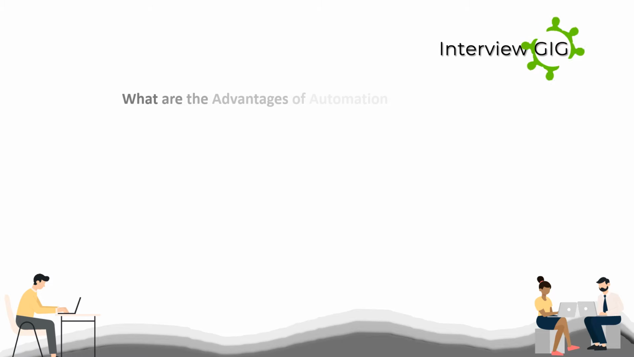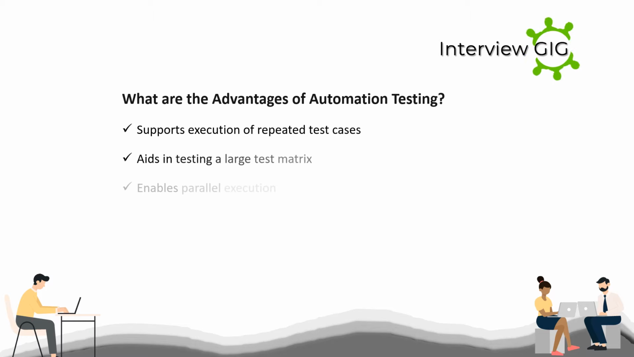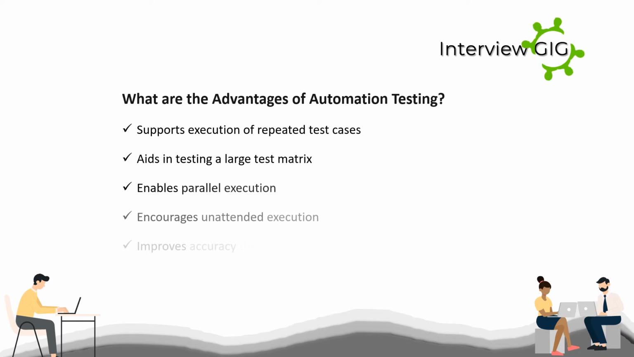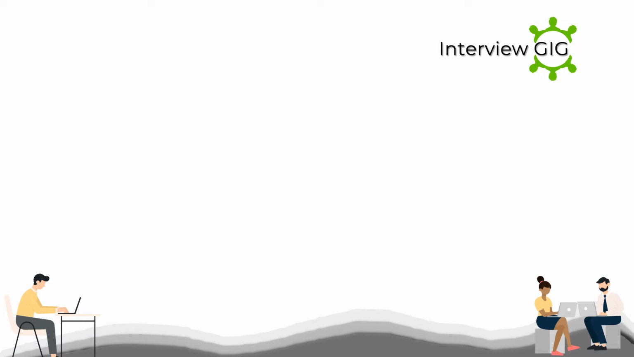What are the advantages of automation testing? Supports execution of repeated test cases. Aids in testing a large test matrix. Enables parallel execution. Encourages unattended execution. Improves accuracy, thereby reducing human-generated errors. Saves time and money.